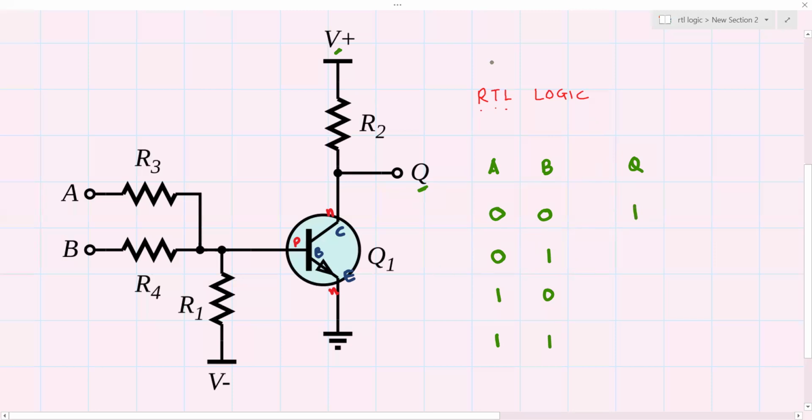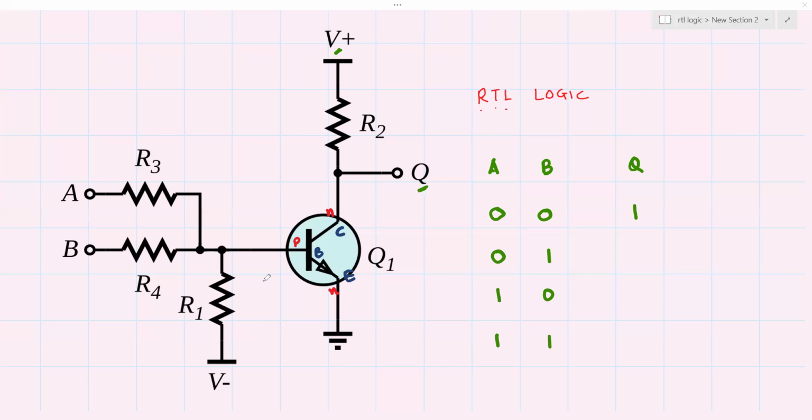Now, for the second combination of the input, let us say you apply 0 and 1. A is 0, B is 1. Since B is 1, you have a high level voltage here. With the emitter at 0 volt, that is ground, this junction is forward biased, that is VBE is greater than 0.7 volt, assuming the transistor is silicon, this PN junction is of a silicon diode.